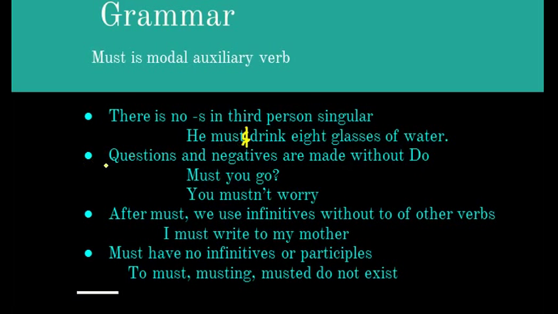Third person singular. Questions and negatives are made without do. For example, must you go? We cannot say do you must go. There is no do in questions. And even in negatives, we cannot use don't. You mustn't worry. We cannot say you don't must worry. There is no don't.